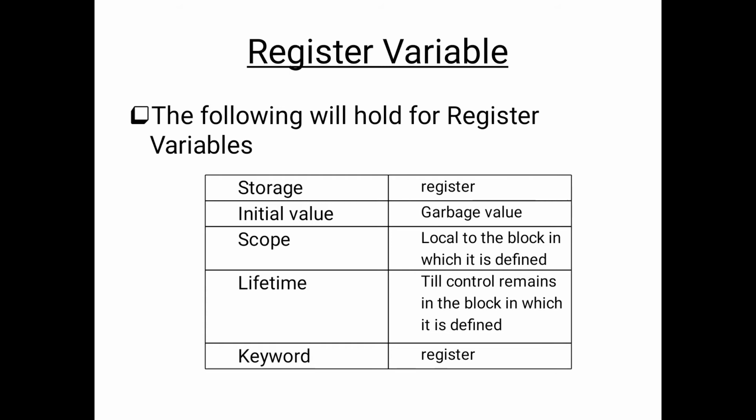So coming to the following things, that is the variable, the register class, where it will actually be stored. Storage: the registers. The memory location occupied by the register variable is a register, and the initial value that can be held by the register variable is the garbage value. The scope of the register variable is local to the block in which it is defined.